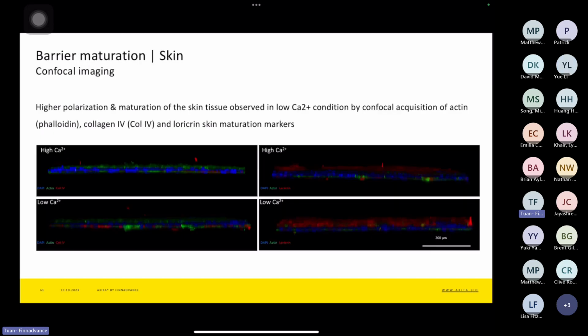And we also confirmed the higher polarization or maturation of the skin with low calcium ion condition by the confocal acquisition of the different markers here.